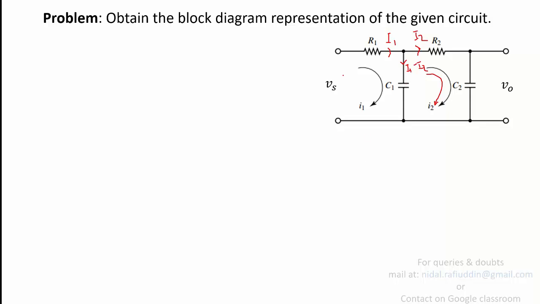Thus, if you apply KVL now to this first loop, what you get is the equation Vs equals I1 R1 plus VC1. We are not going to write 1 upon C1 integral of I1 minus I2. Had we been finding the transfer function for this circuit, then we would have written in place of this component 1 upon C1 integral of I1 minus I2. But since you're obtaining the block diagram, you are supposed to write this as VC1.